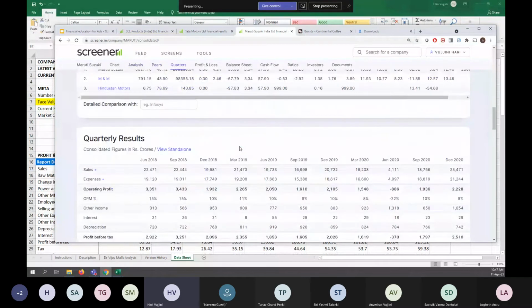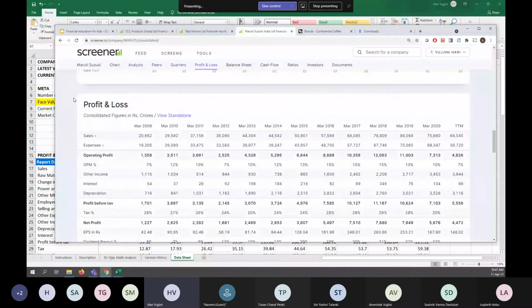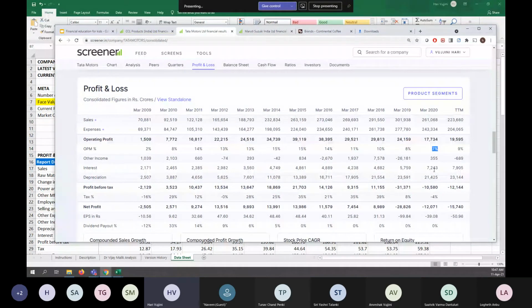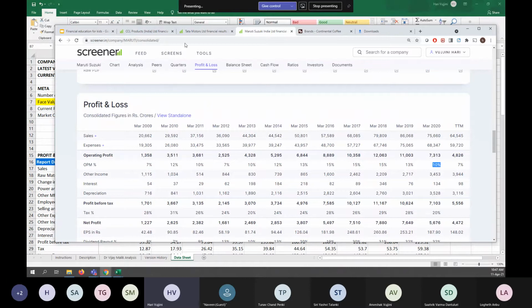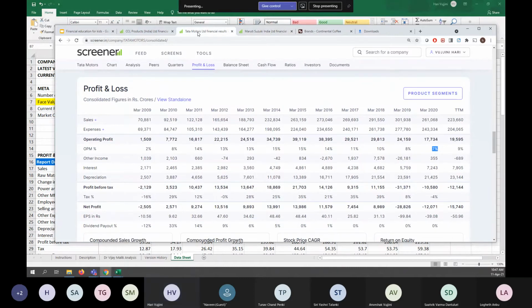Okay, let's go back here. Now I'm going to the profit and loss statement. This is the profit and loss statement of Maruti Suzuki. And how much operating profit do I have here? 10%. Whereas Tata Motors, how much does it have? 7%. So what is it telling me? It's telling me Maruti Suzuki has a better operating profit compared to Tata Motors. Do you follow me? Because Tata Motors has only a 7% operating profit margin, whereas Maruti Suzuki has 10%.